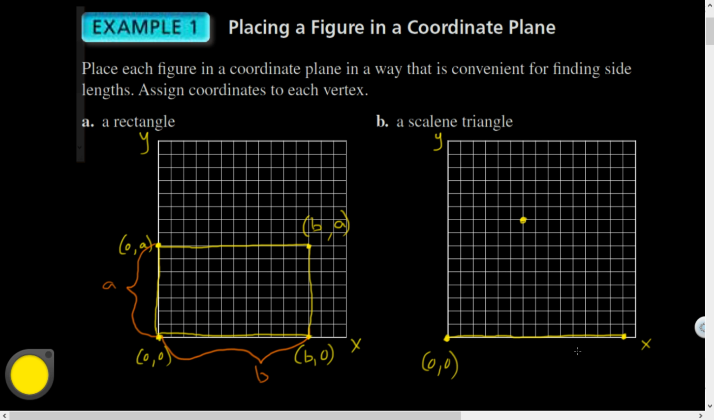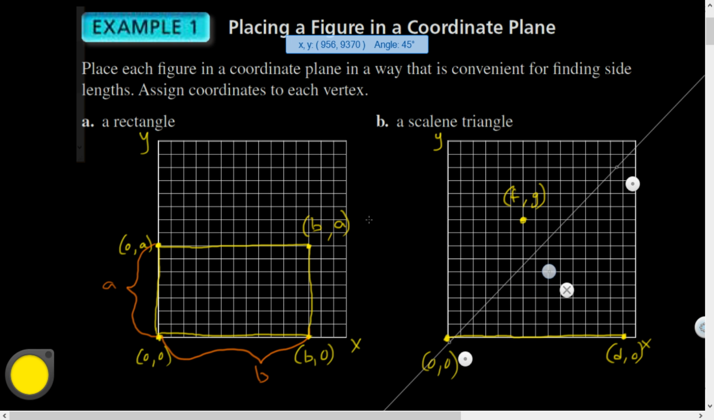I haven't labeled the point yet, but we still can. Now, if this is scalene, these coordinates will be unrelated to each other. Let's just call this D, comma 0, so it's over D units. And the coordinates here cannot be related to D, so we'll just call it F and G, perhaps. Let me use my ruler because I know I'm going to be terrible at this.